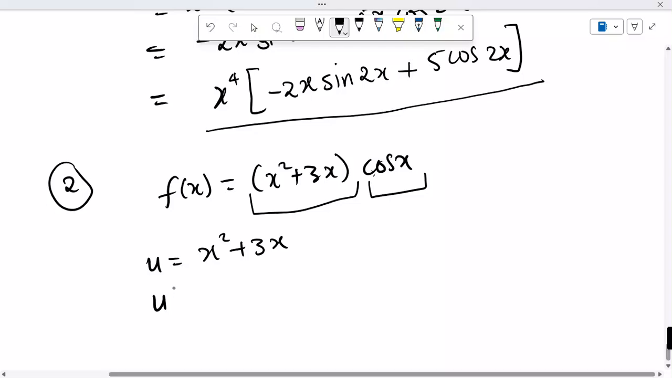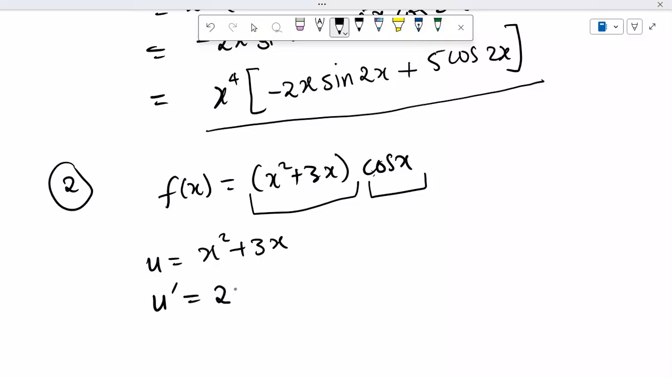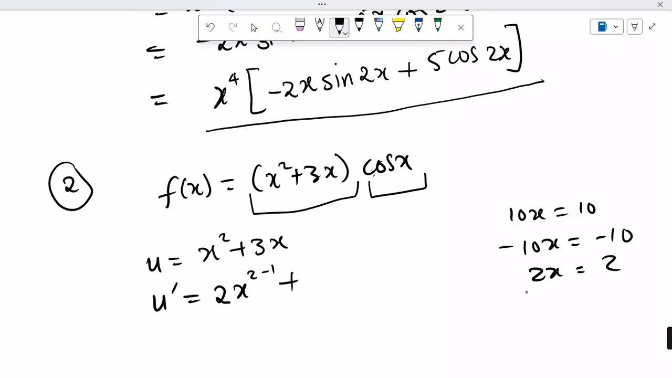Then u prime, meaning you are differentiating this function. Here you drop down the 2, then 2 minus 1. Plus, as I said, when you only have 10x, when you differentiate this, it will be just 10. Negative 10x, differentiating this will be just negative 10. 2x, when you differentiate this, it will just be 2.